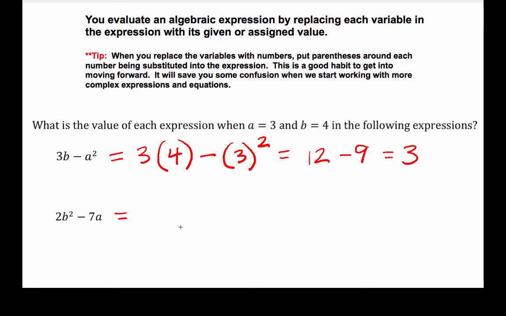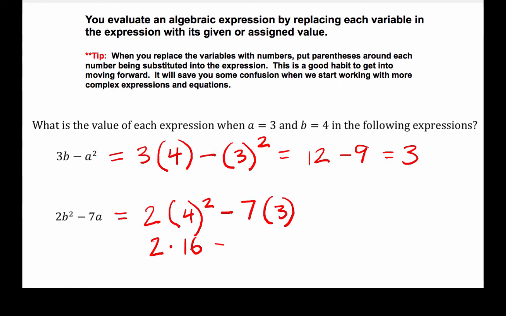Second expression, 2b squared minus 7a. Let's evaluate it. So we have a 2. We're going to take out the b and replace it with 4 squared. Remember, this is 2 times the quantity 4 squared, minus 7 times 3. This is critical here. Remember our order of operations for this part. 2 times the quantity 4 squared. We have to square 4 first. So we've got 2 times 4 squared, which is 2 times 16. Sometimes there's a tendency to multiply 2 times 4 and then square it.